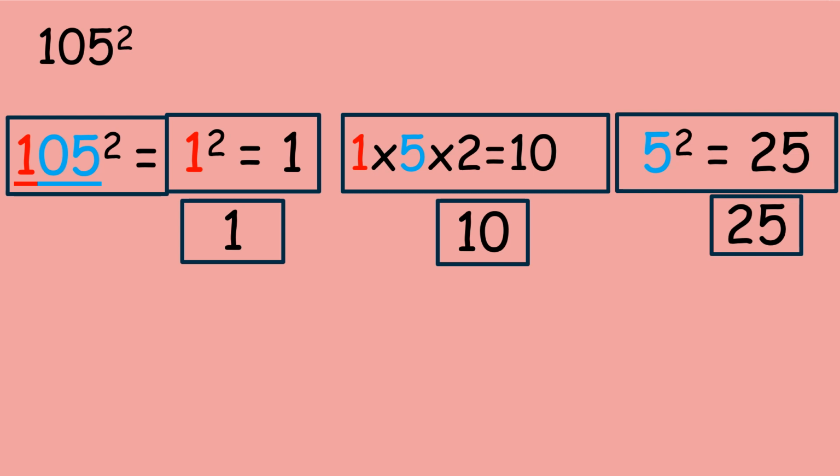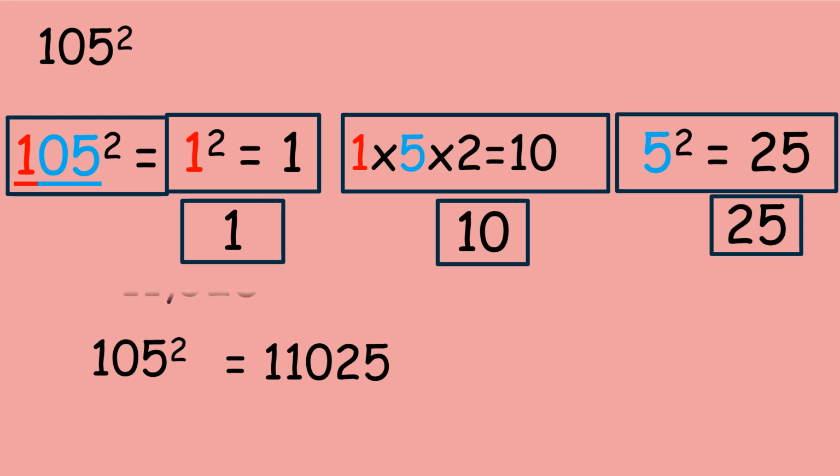So we have the first term 1, second term 10, and the third term 25. And that gives us the answer to 105 squared. 105 squared is equal to 11,025. And that gives us the answer.